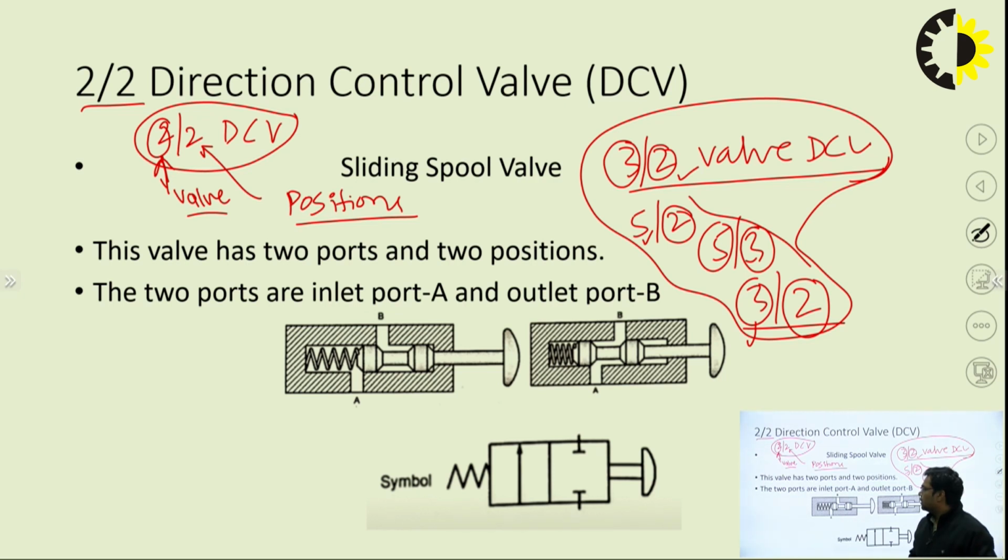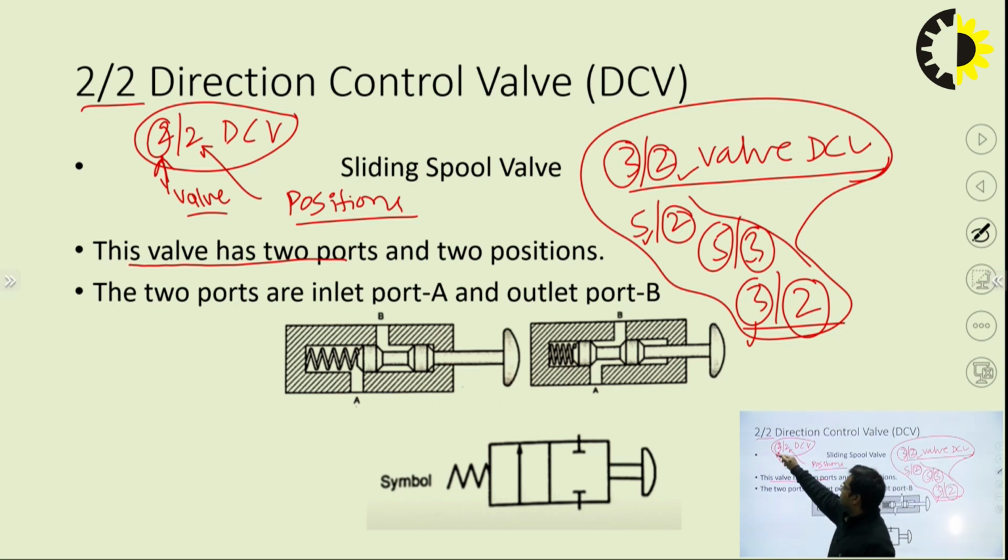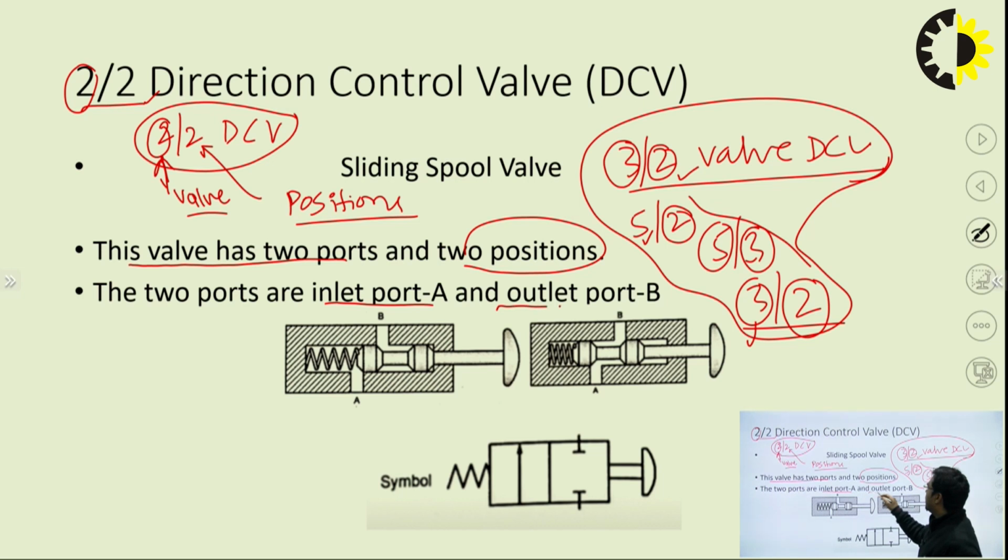cylinder. So you can see in 2x2, this valve has 2 ports, that is the first 2, and the other is the 2 positions, that is this 2. The 2 ports are the inlet port A and the outlet port represented as B. In this condition the valve is closed with this cylinder, so no movement of flow is possible. In this open-spring position, the flow will not move from A to B because the valve position is closed.